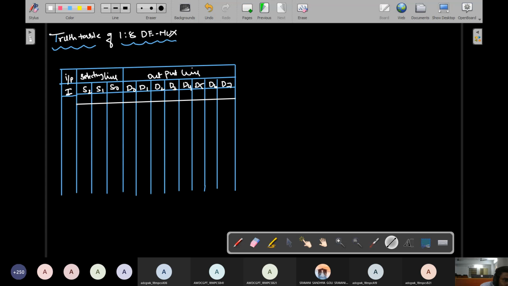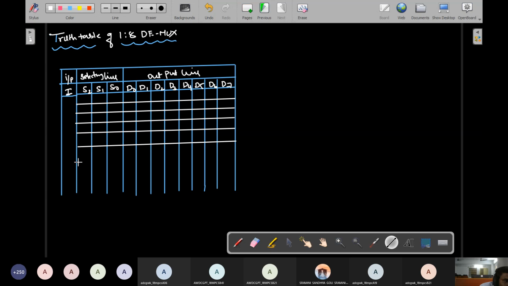First line, second line, 8 possibilities. 2, 3, 4, 5, 6, 7, and the last one is 8. So there are 8 lines. Right now I'm using another color to identify easily. First of all, write 4 zeros.